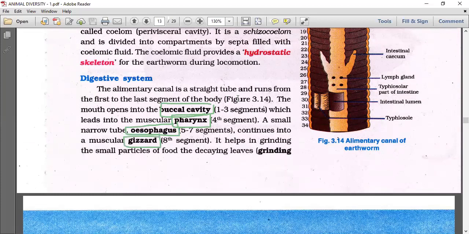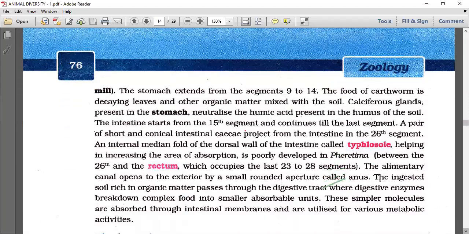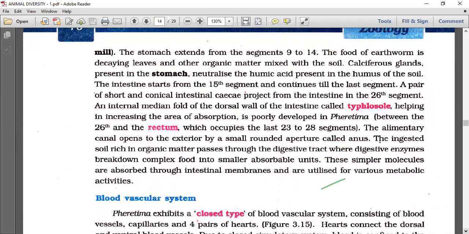The gizzard of the 8th segment helps in the grinding of food particles. That's why we call it a grinding mill. So that's about the gizzard. After the gizzard, it opens into the stomach, and the lining of the gizzard is chitinous. Should remember. Next, the stomach extends from segments 9 to 14. The food of the earthworm is decaying leaves and other organic matter mixed with the soil. The calciferous glands present in the stomach neutralize the humic acid present in the humus of the soil.